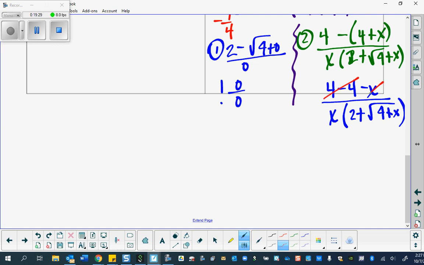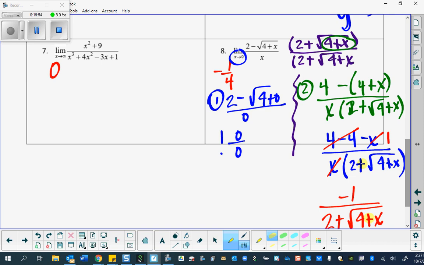X divided by x is 1, which is going to leave me with negative 1 over 2 plus the square root of 4 plus x. And somebody said to me when I was working with them on this, wait, I don't get it. How come it doesn't work out initially, but now it does? What changed? And it's all about this sign that changed thanks to my conjugate, because I used to have a minus, but I gave it a plus.